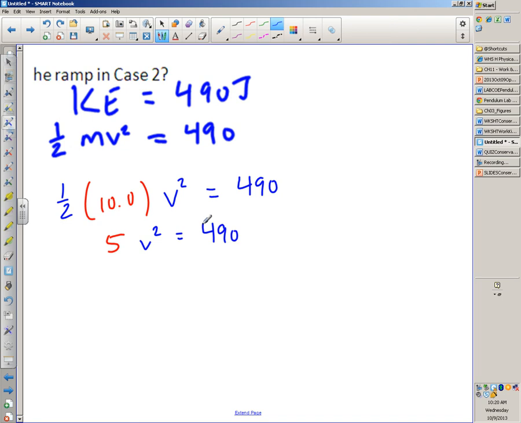Okay? What next? Go ahead, Christine. Divide both sides by 5. Divide both sides by 5, so that would give us V squared equals whatever 490 divided by 5 is. What is it? 98. Okay? Last step, what would we do now? Take the square root, right? Because we don't want V squared, we want V, right? So then we take the square root of this, you should end up with something a little less than 10.